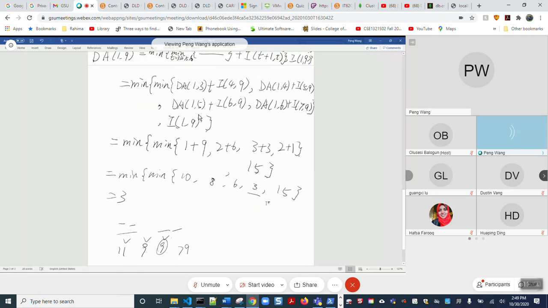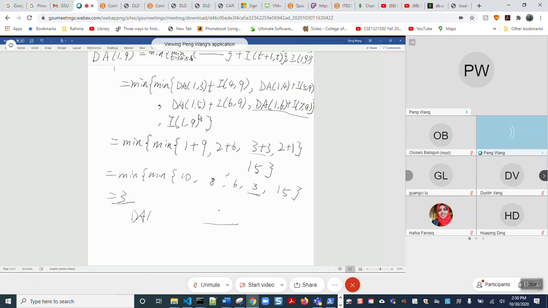Let's track back to see how to achieve this minimum cost of 3. Here we know it's 3 from DA16 and I79. So then our first process is to make 7 and 9 the same group. And another one is following the dividing method of how to get this DA16.